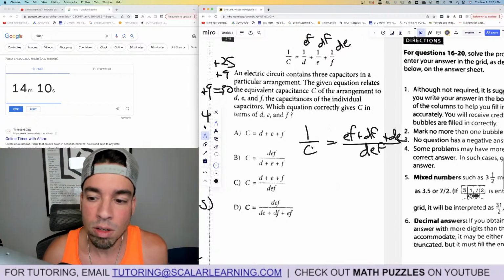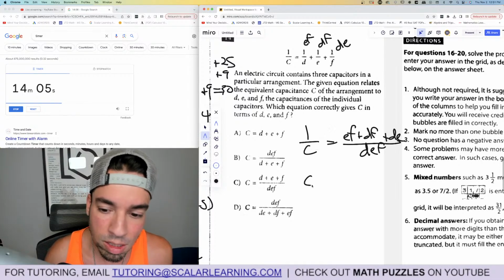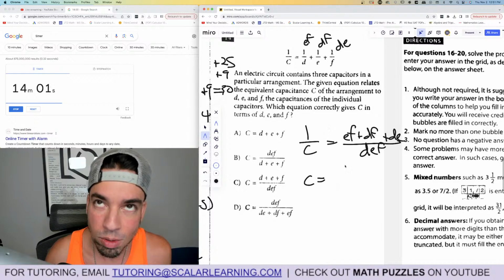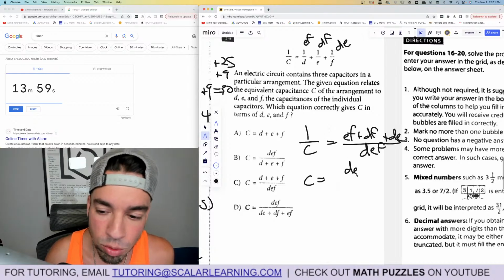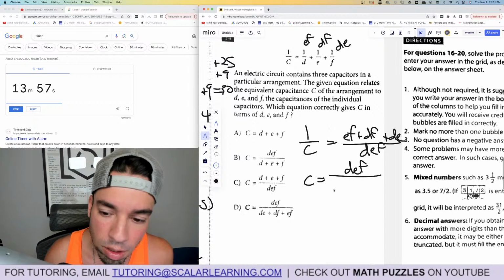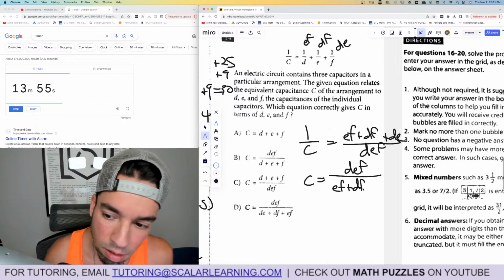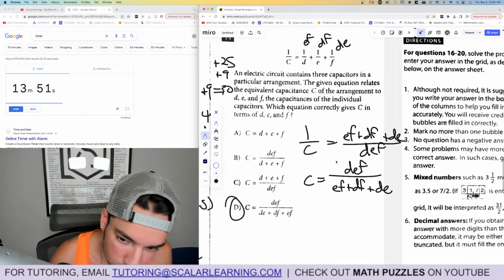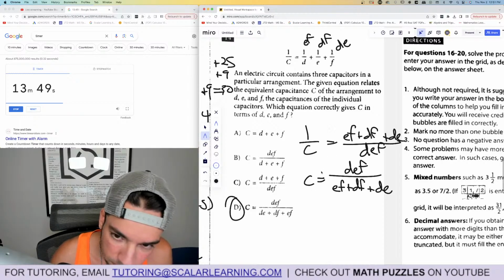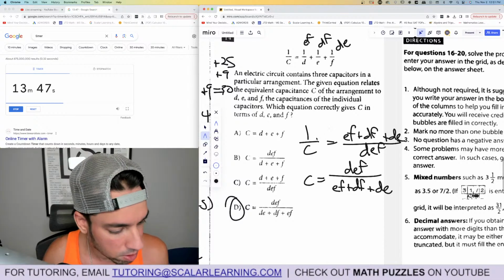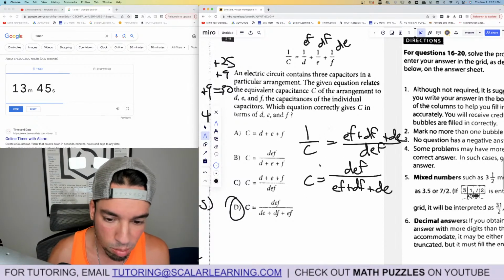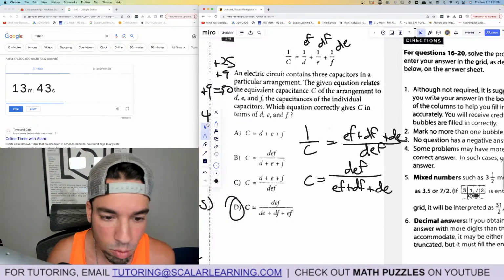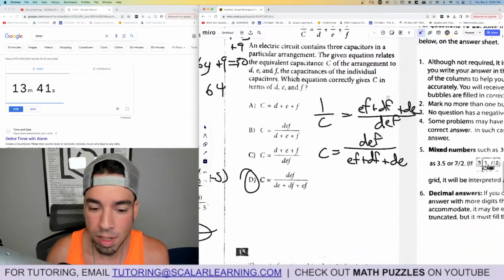And then I think now we can just reciprocal everything. Now we have fraction equal fraction. So I got C is equal to, wait, let me just think for a second, make sure that's right. Yeah, C is equal to DEF over EF plus DF plus DE. I'm not even going to verify. This is too much to double check. But we got it. We're good to go. Boom, done. All right, number 15.